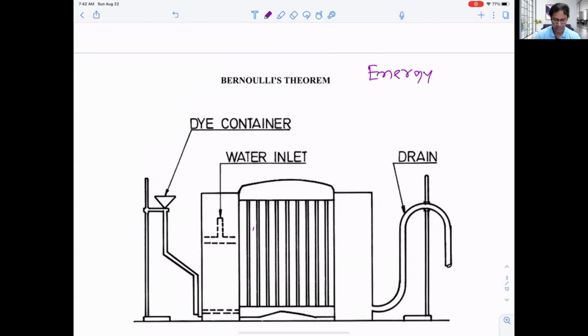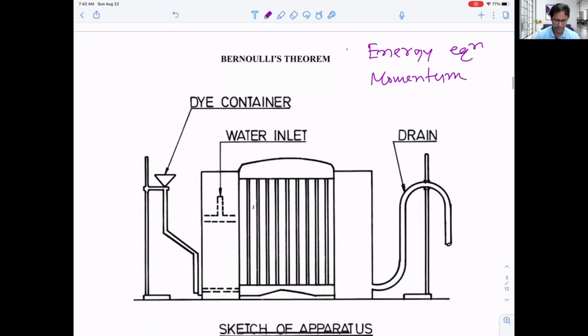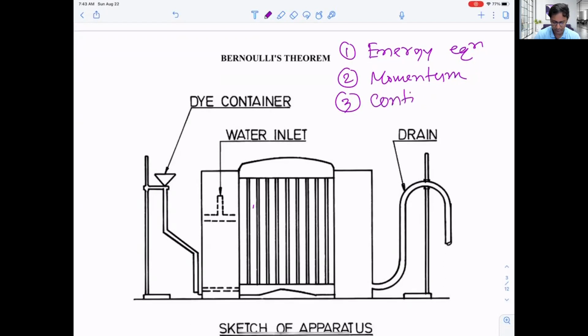There is another one called the momentum equation, and the third one, which is the most important, is the continuity equation. Okay, so we'll see that while calculating different variables from this experiment, right? So since it is an energy equation, we're going to cover this part only.